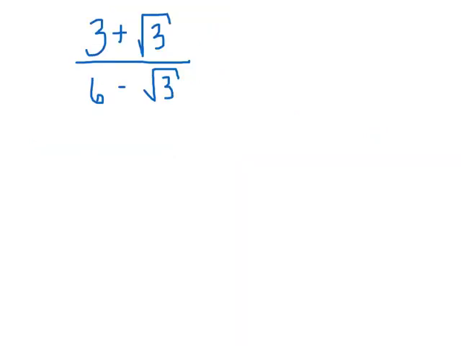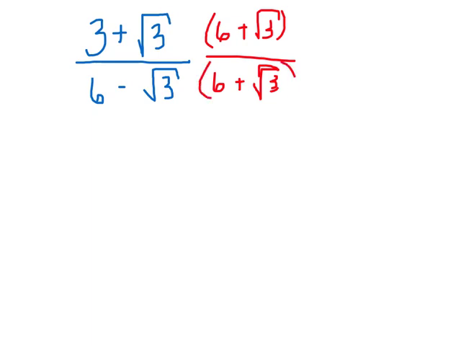Okay, this is the last one where we need to rationalize the denominator. You can also rationalize the numerator if you needed to. That's something that maybe you'll see in calculus. But in our case, we just want to rationalize the denominator. So I'm going to multiply the top and bottom by the conjugate of the denominator. So we have 6 plus the square root of 3 over 6 plus the square root of 3. And we will need to make sure we FOIL each of these.